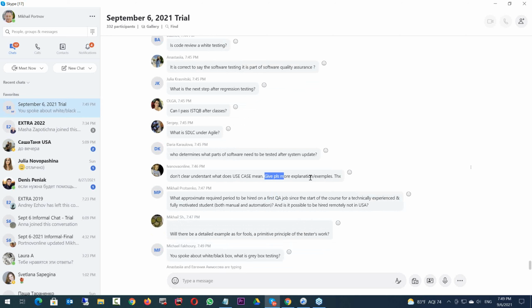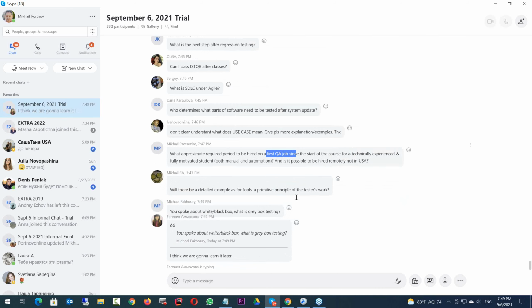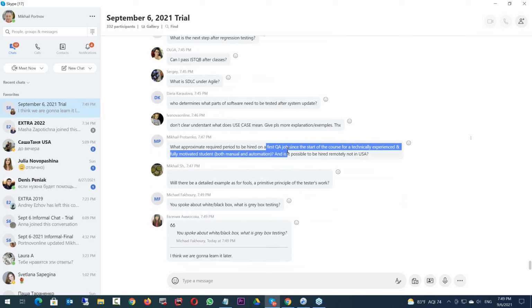What approximate required period to be hired on first QA job since the start of course? We do not measure your job market success from the day you start the course. We might say, okay, after you finish the course, but it's also the wrong date. So the correct date is after you enter the job market. From the day you actually enter the job market, and under the assumption that you really do the nice job search, which means you follow our rules of the game, okay, not listen to whoever you might be listening outside of us.